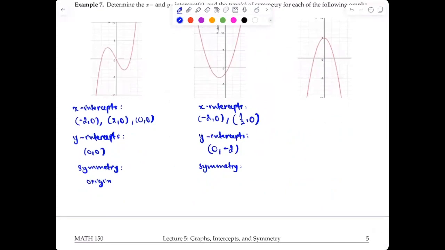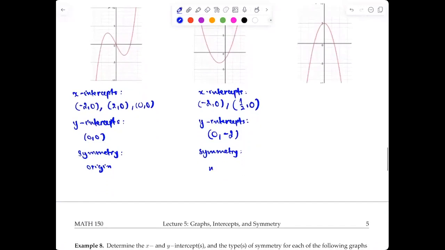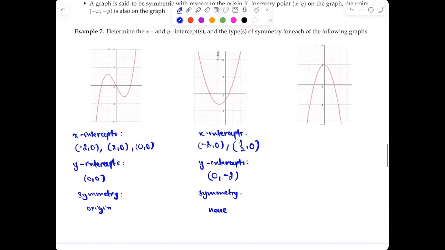All right, can somebody else tell me the type of symmetry of that graph? Any other answer? None. Right, it's not really symmetrical with respect to the y-axis. This parabola is actually symmetric with respect to the axis of symmetry that we're going to look at specifically for parabolas, but it's not symmetrical with respect to the y-axis. So none for this one.